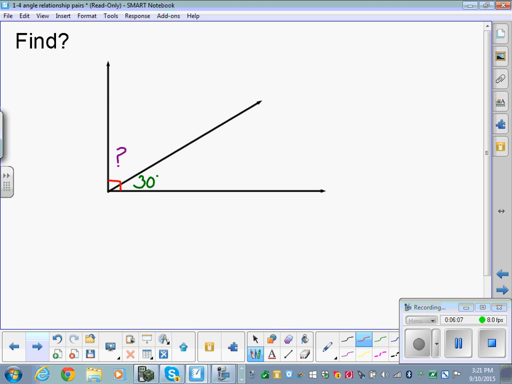Let's apply the math now. So now we're going to use those things that we just learned, supplementary, complementary angles, vertical angles, and equal angles, to solve missing parts of pictures. So looking at this one, we're asked to find the question mark.